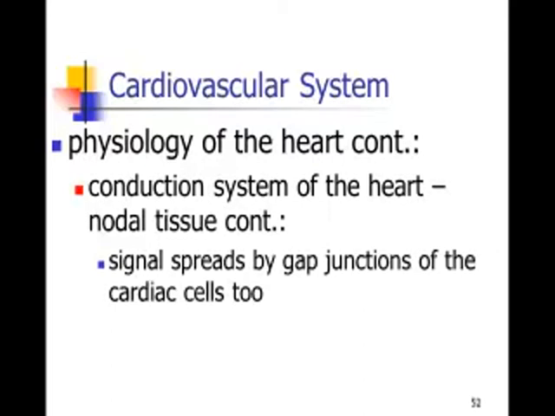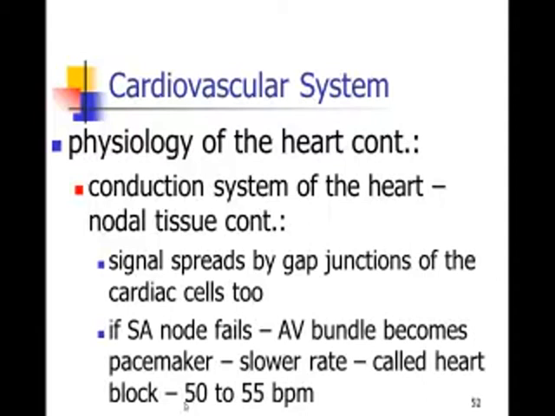The signal also spreads from cell to cell within the heart because of what are called gap junctions. And these gap junctions allow the cells of the heart basically to act as a syncytium, meaning they all contract at the same time. Now sometimes there can be a situation where the SA node doesn't work.